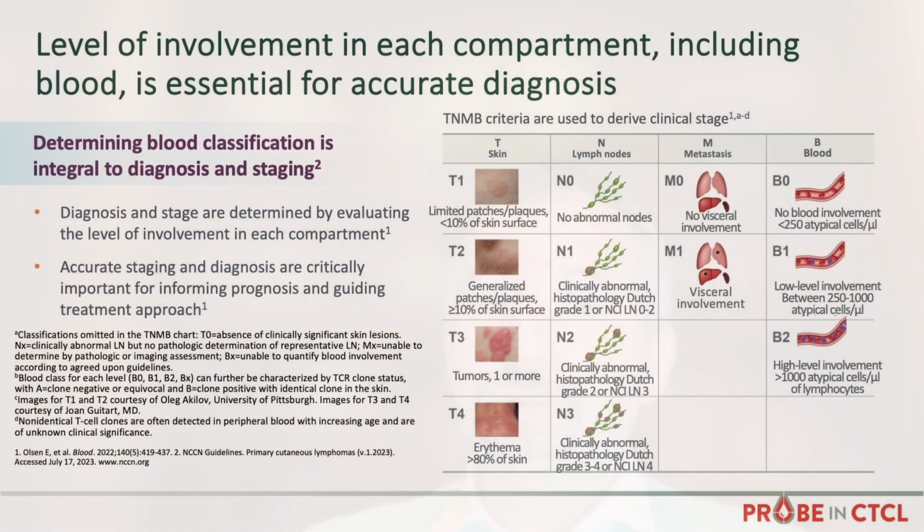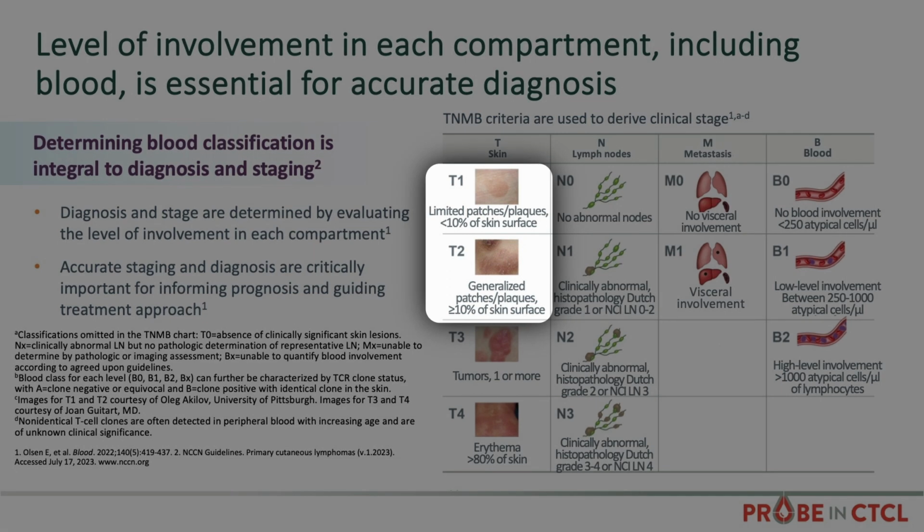The level of involvement in each compartment is essential for the diagnosis. As opposed to other cancers in the skin, the staging in mycosis fungoides is purely clinical and is also based on the amount of blood involvement that exists, and that is related to the circulation of the neoplastic cells in the blood and the presence or absence of abnormal clinical or pathologic lymph nodes. But the skin evaluation and staging in terms of skin lesions is purely clinical.